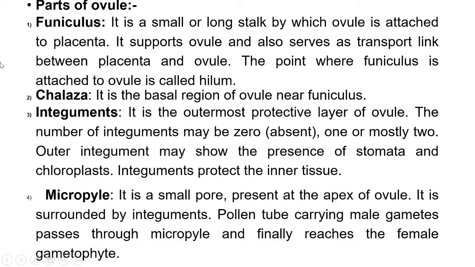Now let us see what are the parts of a typical ovule. Funiculus is the stalk, which is small or long, by which the ovule is attached to the placenta. It supports the ovule and also serves as a transport link between placenta and ovule. The point where the funiculus is attached to the ovule is called hilum.